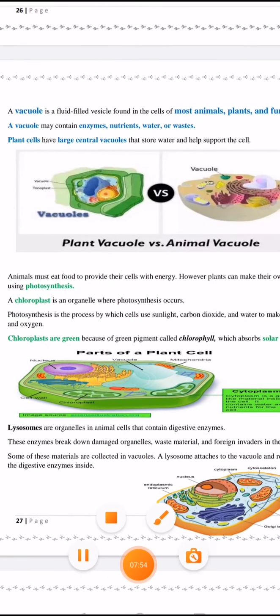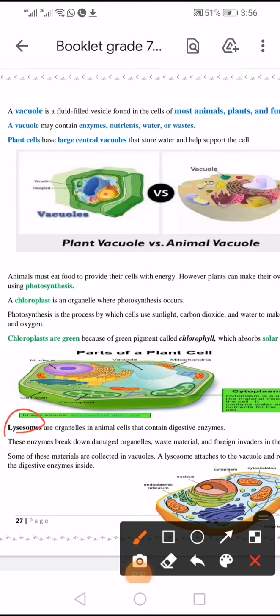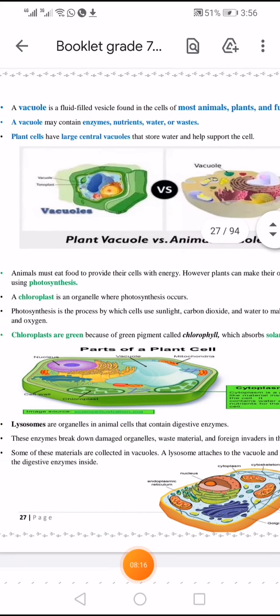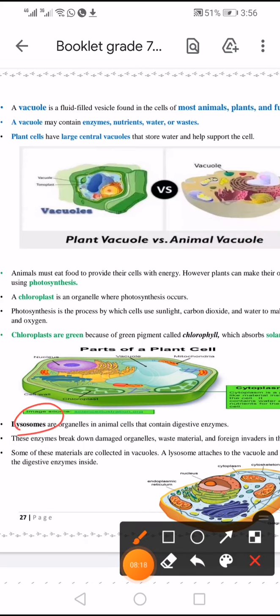Last organelle, lysosome. Lysosomes are organelles in animal cell that contain digestive enzymes. This enzyme breaks down damaged organelles, waste material, and foreign invaders in the cell. So lysosomes are very important to break down any wastes and any foreign invaders, like insects or bacteria, that get inside the cell.